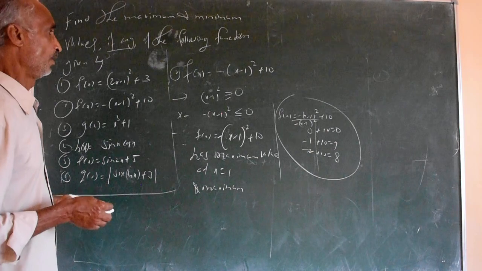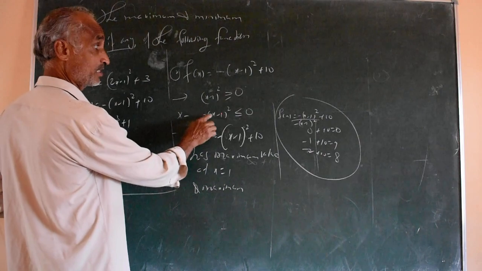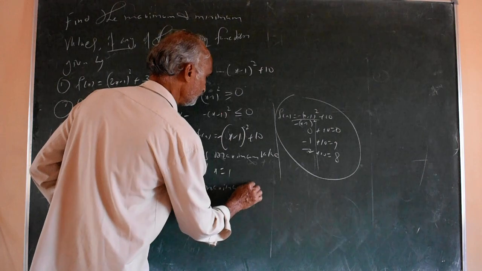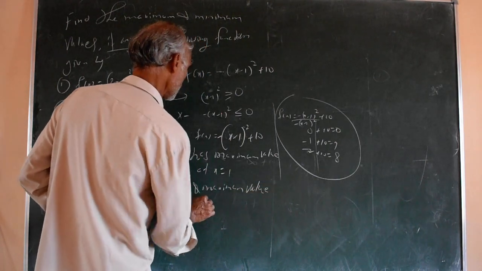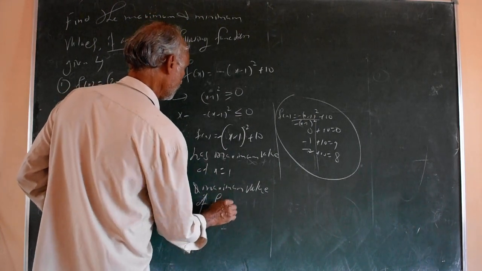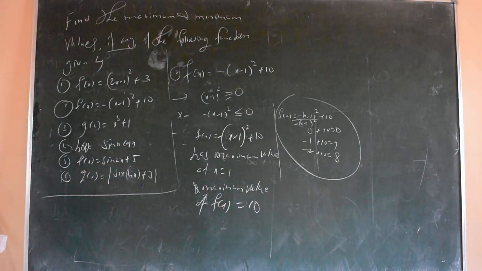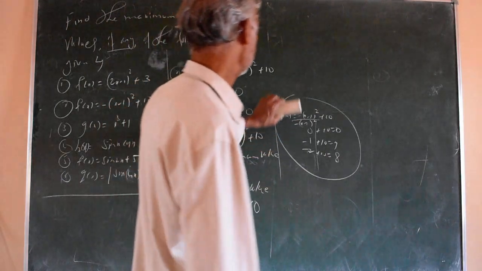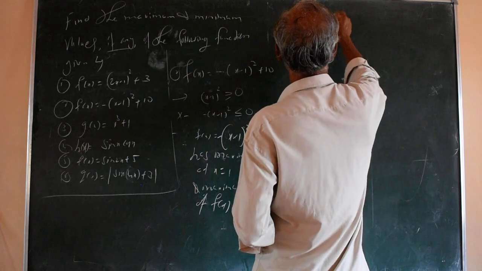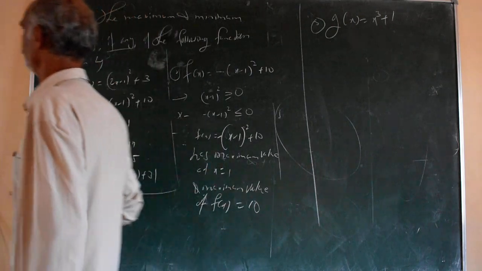Therefore, the minimum value of minus of (x minus 1) the whole square is 0. Therefore, the maximum value of f of x is 10. Now coming to g of x, which is x cube plus 1. Next problem. g of x is equal to x cube plus 1.